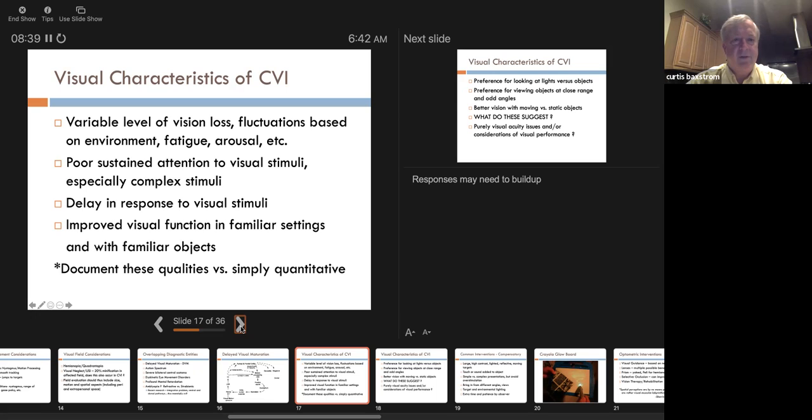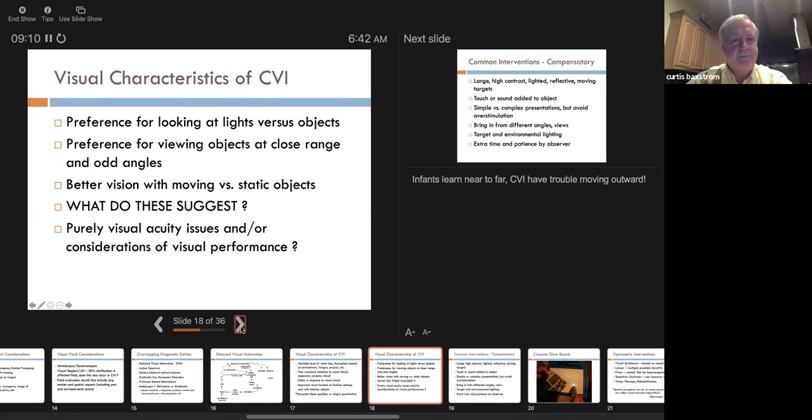Also, a lot of times you have to have more patience because there's a delay. You may hold a target up and the child is there, and then all of a sudden you see an eye movement and they make a fixation. There is improved visual function in familiar settings too, where if they're at home, maybe they're processing much easier than if they come to my office and they have a brand new environment they have to become used to. The key for most of these CVI patients is not only the quantitative aspects when you're doing visual acuity, but more the qualitative aspects of how they get to the target and look for it.